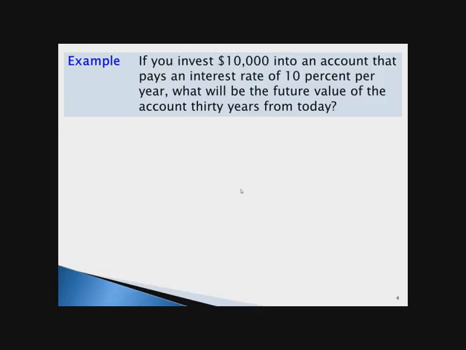Let's look at an example. If you invest $10,000 today into an account that pays an interest rate of 10% per year, what will be the future value of the account 30 years from today? So I show a time diagram here where at time 0 today, $10,000 is placed into an account. It's going to earn interest at 10% per year, and we want to know the future value in 30 years.